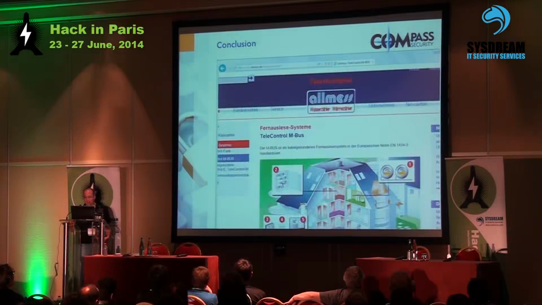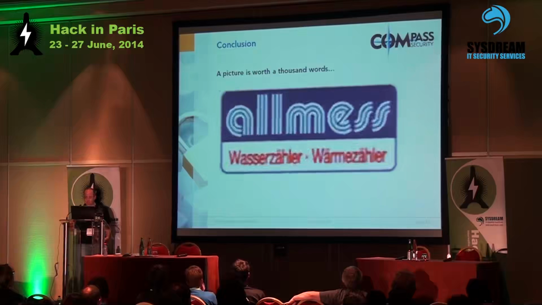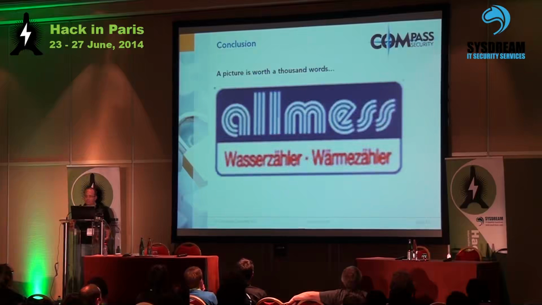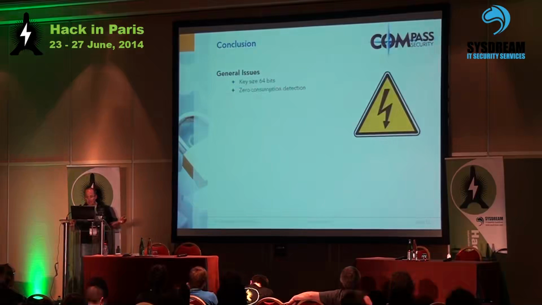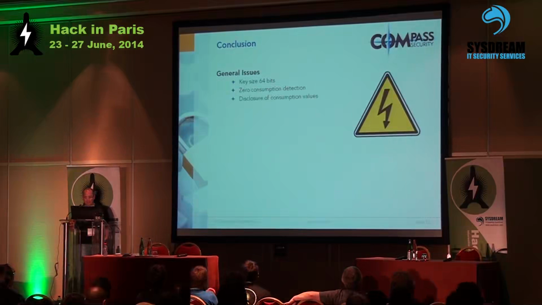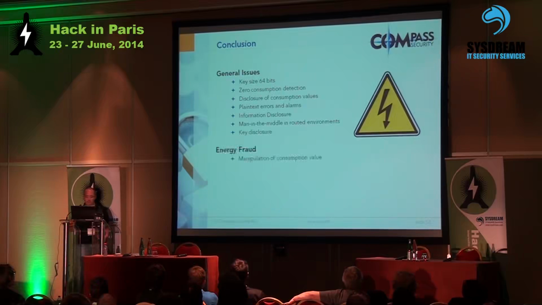I tried to sum it up and I stumbled over that company. They basically specialize in wireless M-Bus installations, wired and wireless, and their company name brings it pretty much to the point. So we have low key sizes, zero consumption detection, disclosure of consumption values. We could easily see errors and alarms. There's information disclosure, man in the middle, key disclosure. You could manipulate consumption, and you could also organize a blackout.